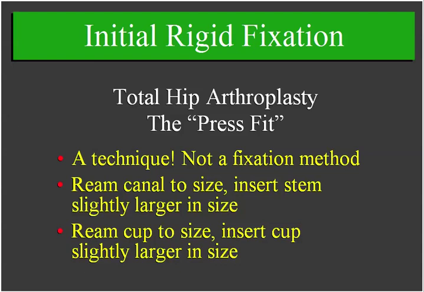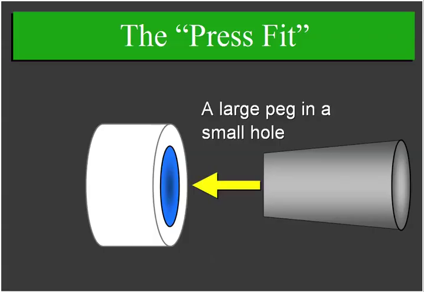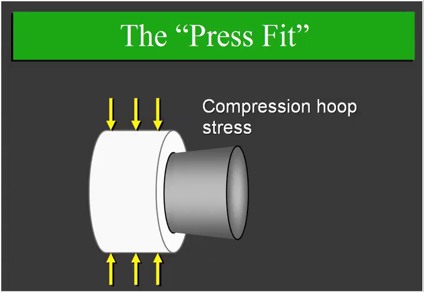So in this case, you ream the canal to a certain size. You insert a stem that's slightly larger in that size. Similarly, with the cup, you ream it to a certain size and you insert a cup that's a little bit bigger and wedge it in. And so it's the concept of when you are chopping wood, you put a large peg in a small hole, you wedge it open, it creates compression hoop stresses, and those stresses around that implant hold it in place temporarily until the bone grows in.